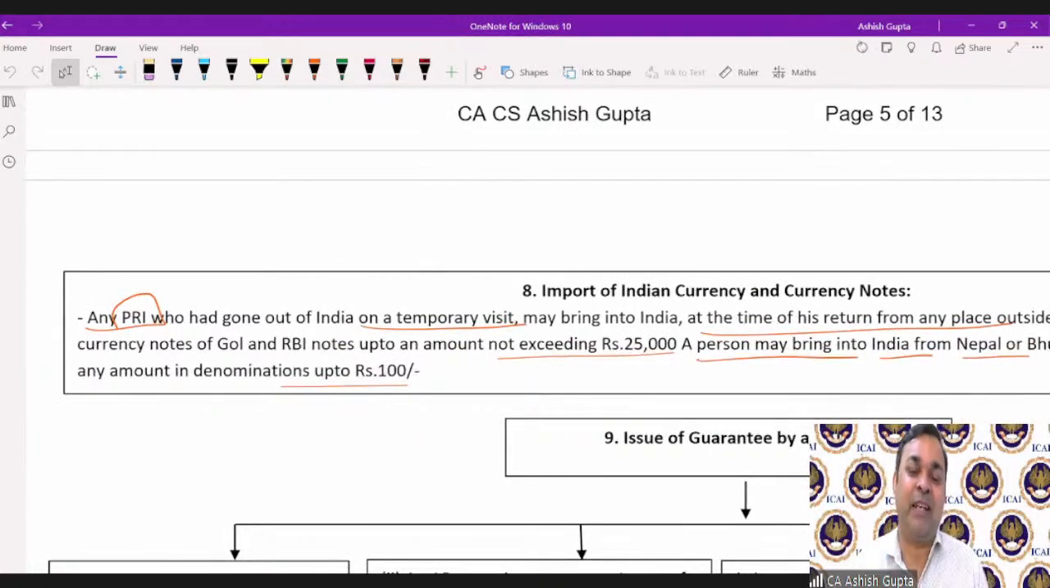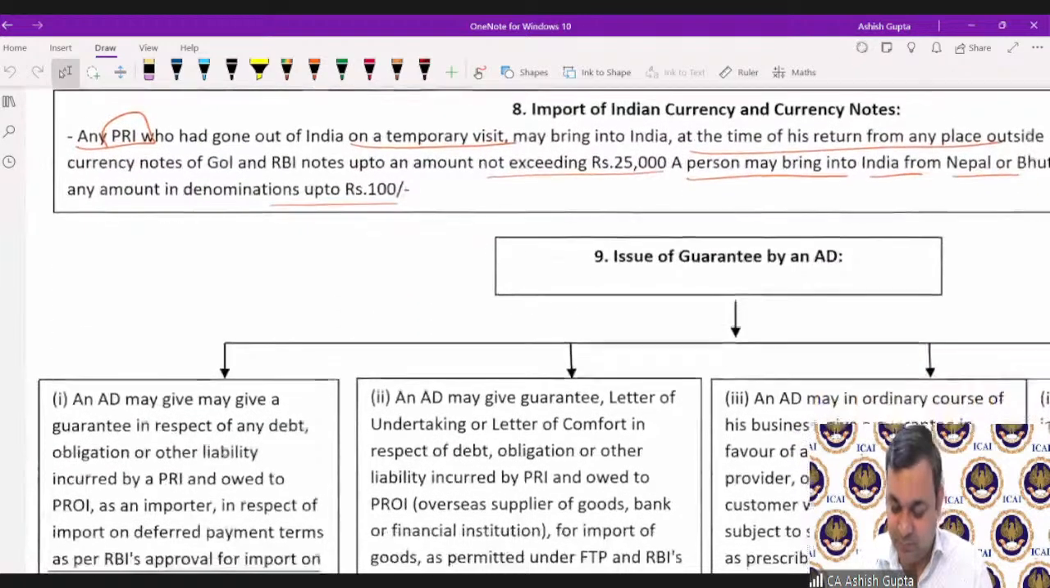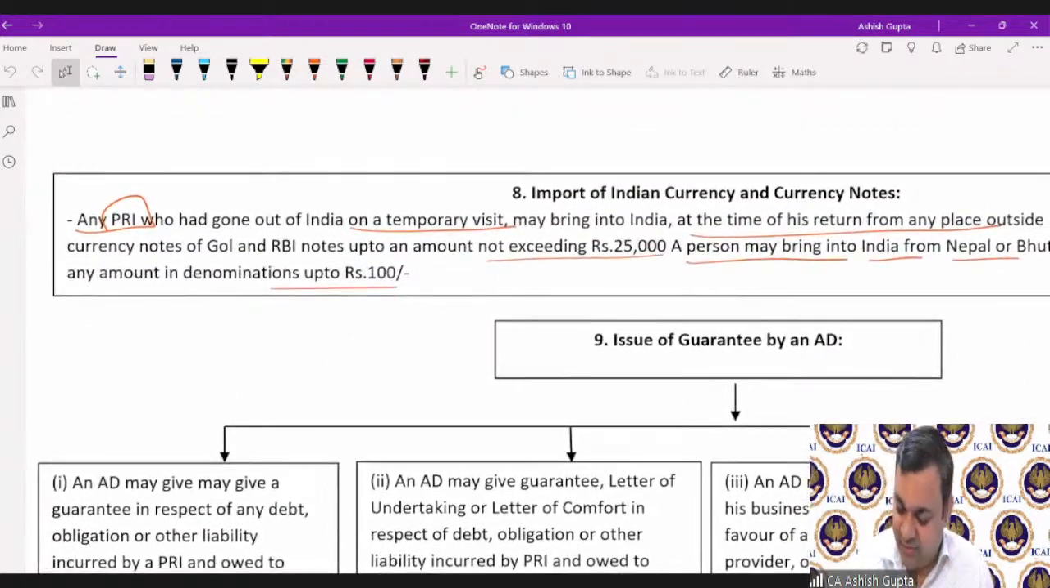Means you cannot bring in the denomination of 500. Suppose if you can just calculate, for example, somebody is bringing 10 lakh rupees from Nepal and Bhutan, then in what container does he need to retain that amount? Government restriction is quite good, yeah.